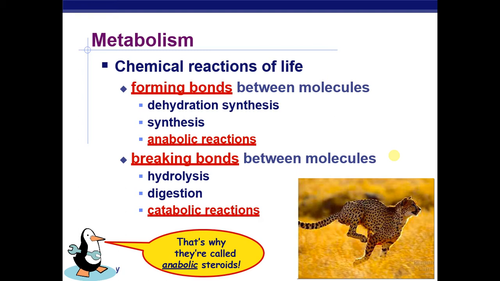So that might be in forming bonds between molecules, like we talked about in dehydration synthesis. And these are called anabolic reactions because they build larger substances out of smaller pieces. Or on the other side, there are reactions that break bonds between molecules like hydrolysis. And these are called catabolic reactions when they take larger molecules and break them into smaller ones. So I know we talked about this before in biochemistry, but just a reminder about the difference between anabolic and catabolic reactions in metabolism.